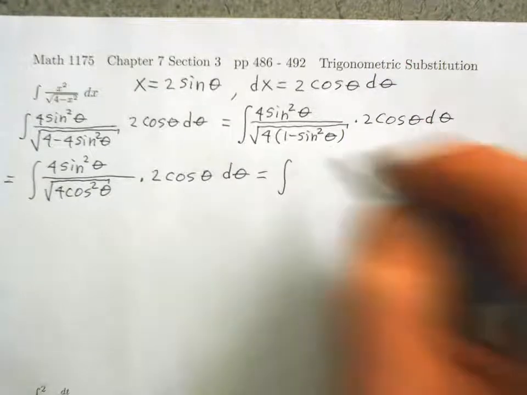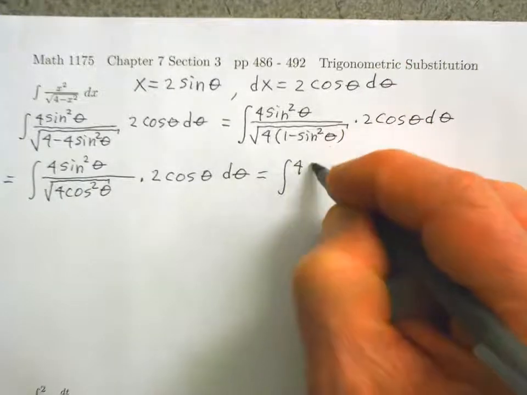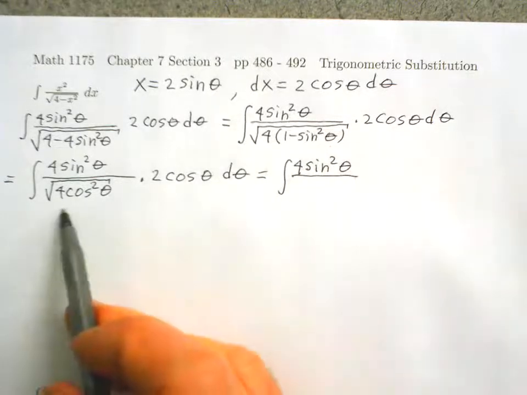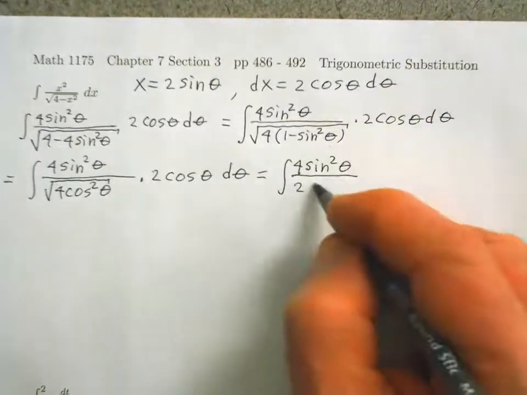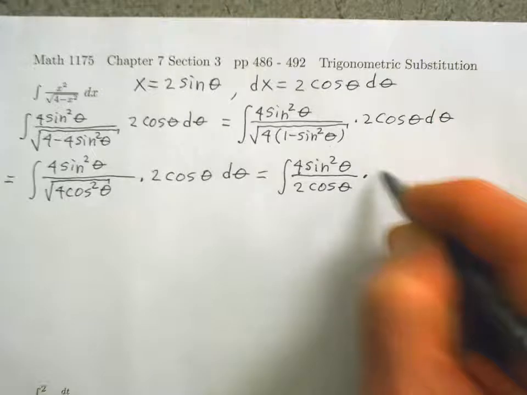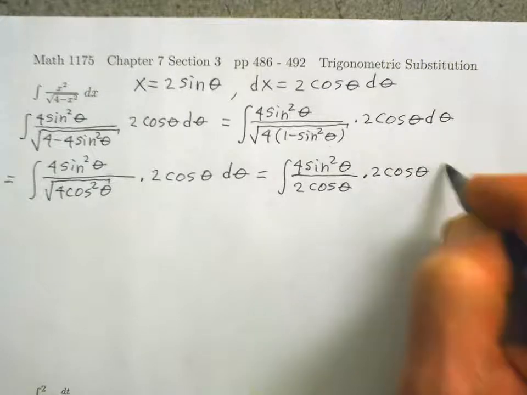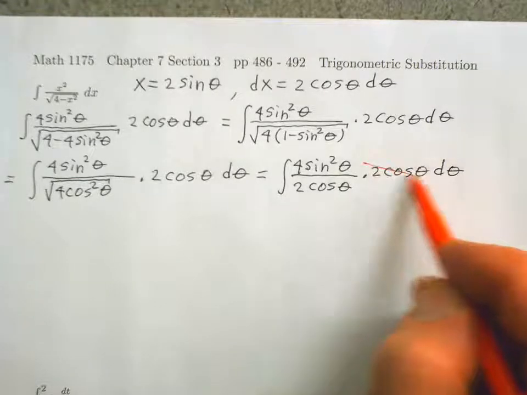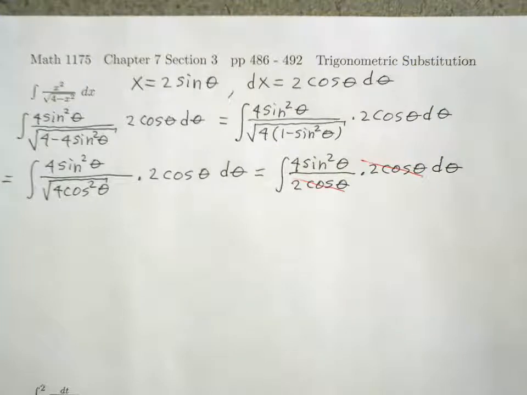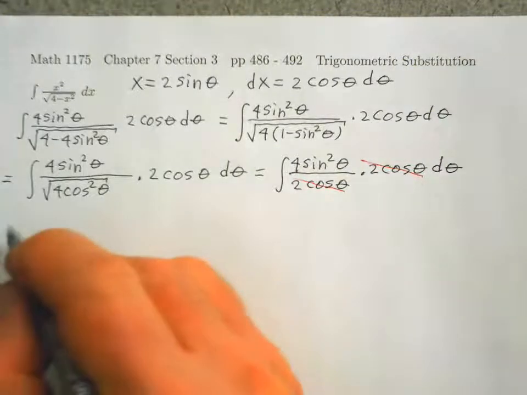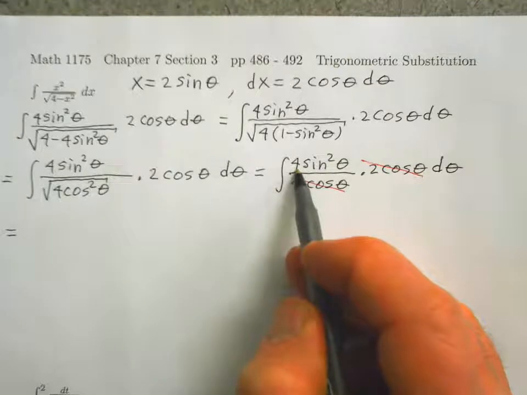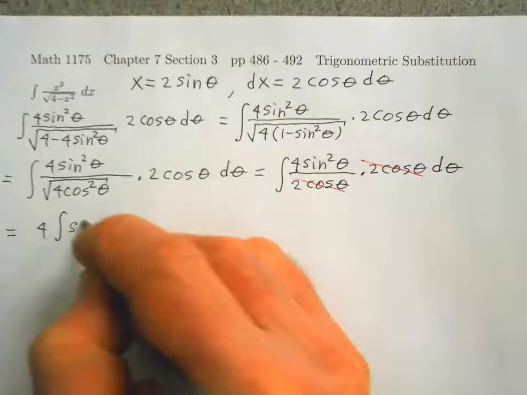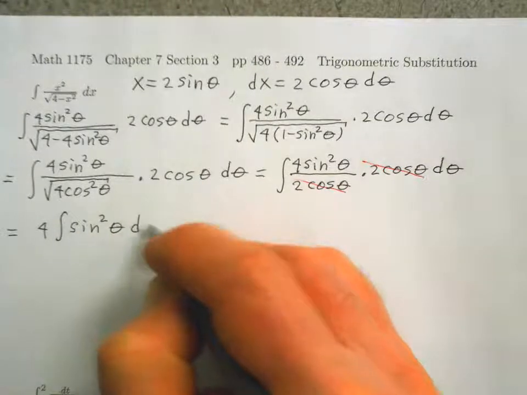And then we get, in the numerator, 4 times sine of theta squared. And then the square root of 4 times cosine of theta squared is 2 times cosine of theta, times 2 times cosine of theta d theta. So we get a nice cancellation here. 2 times cosine of theta divided by 2 times cosine of theta equals 1. So now I'll bring the factor 4 out front, so it's 4 times the indefinite integral of sine of theta squared d theta.